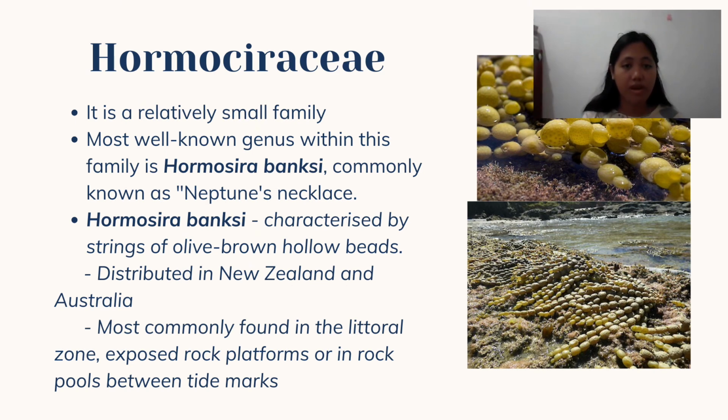The Hormosira banksii is a genus of seaweed in the family Hormosiraceae. It is monotypic with a single species known as Neptune's necklace, Neptune's pearls, sea grapes, or bubbleweed, and they are native to Australia and New Zealand. It is characterized by strings of olive-brown, hollow bead-like structures. They are most commonly found in the littoral zone, on exposed rock platforms, or in rock pools between tide marks.